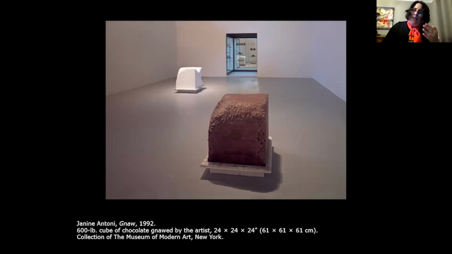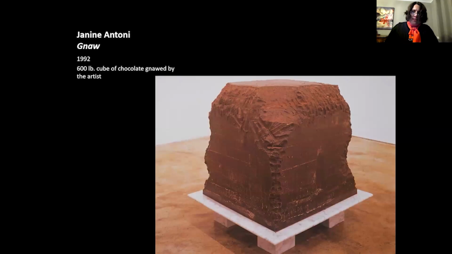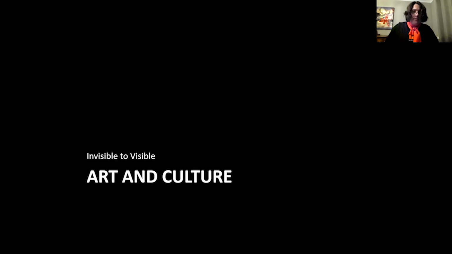And so again, the extreme measures and what that experience is like. She actually literally made herself sick with the consumption of this chocolate. And again, she's wanting to call attention to what our culture does, and the pressures on women. This is just a detail of that enormous block of chocolate, cube of chocolate, I guess is how it's described.